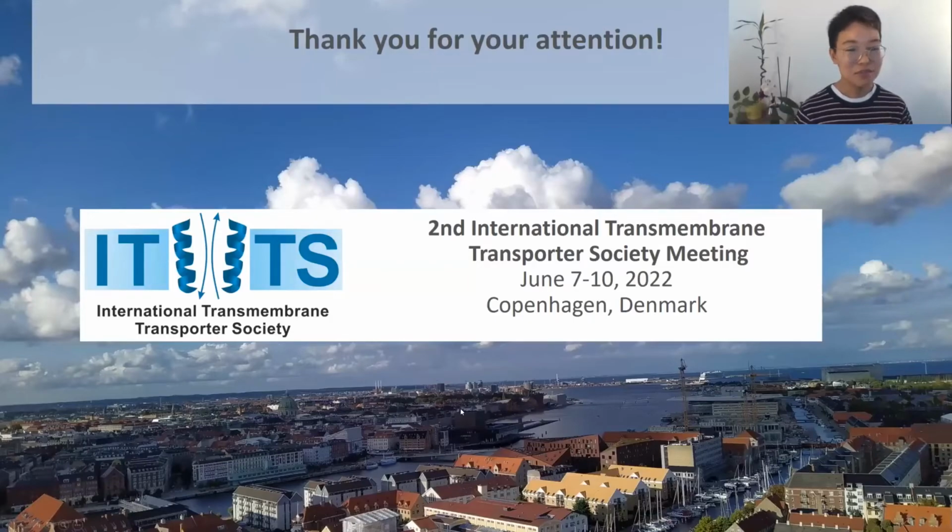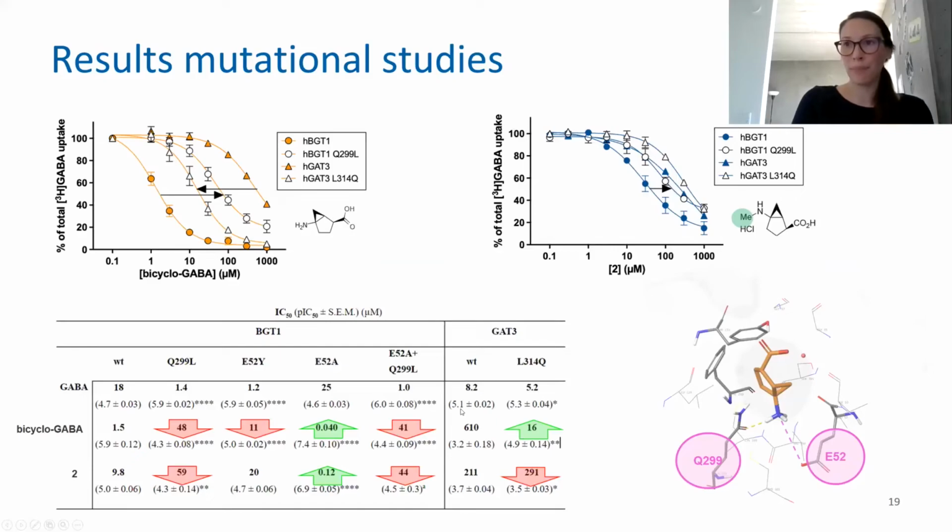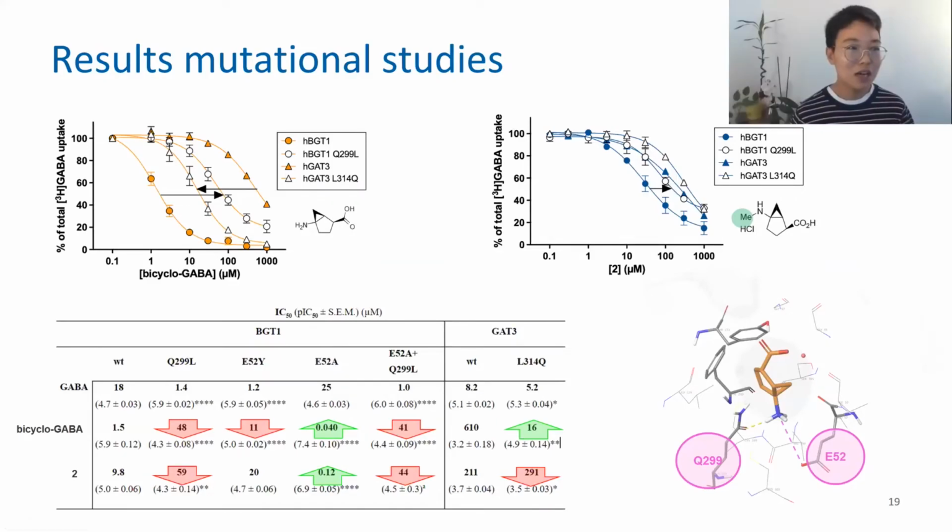We can first go back to 19. Is it possible that the bicyclo GABA alternatively binds to the transporter via an alternative binding mode, whereby the positively charged nitrogen interacts with the aromatic cage, like the tyrosine or phenylalanine residues, and could explain the mutation?